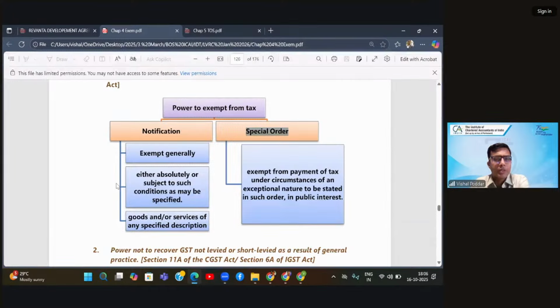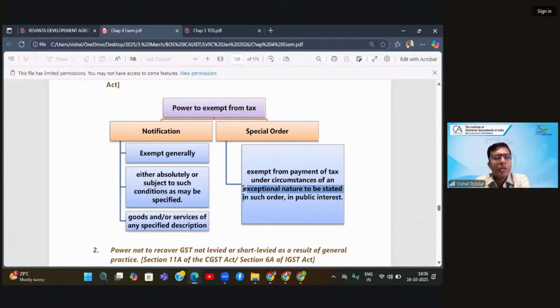Now, what is the difference? So the government can exempt either by issuing a notification or by issuing a special order. Obviously, both only after the council has recommended so. Now, the difference is that exemption via special order will be resorted to only when the government has to give an exceptional exemption. What do we mean by exceptional?